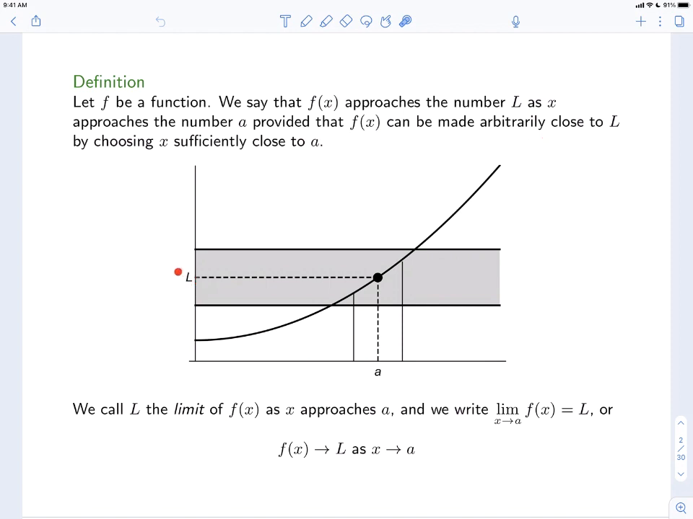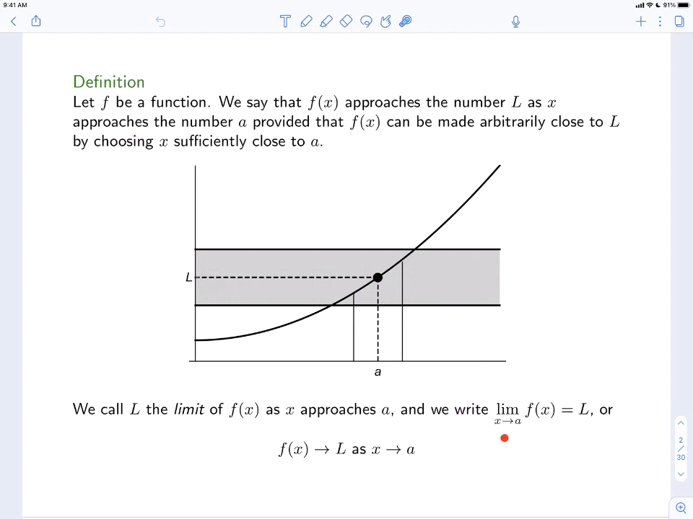So if L is some y value, we can choose the distance away from L to be as small as we want. And if we do that, we can always find some range of x values that are so close to a that all of the corresponding output values are within that prescribed distance from L. If we can do this, we call L the limit of f at x as x approaches a.